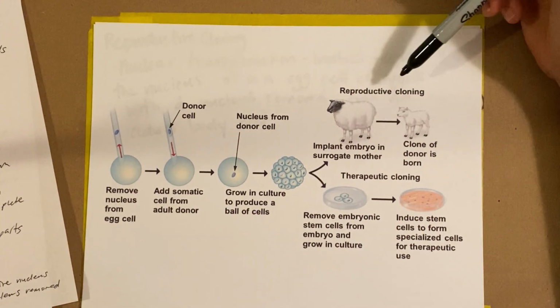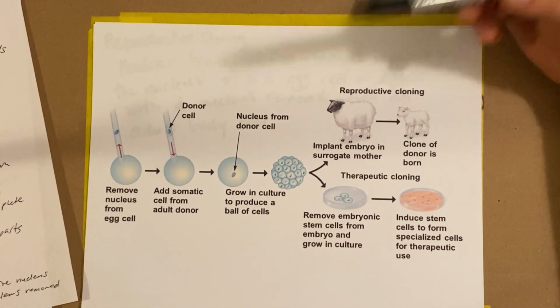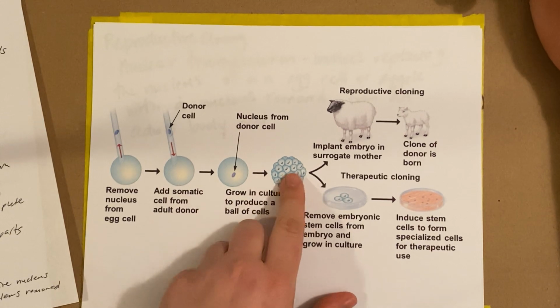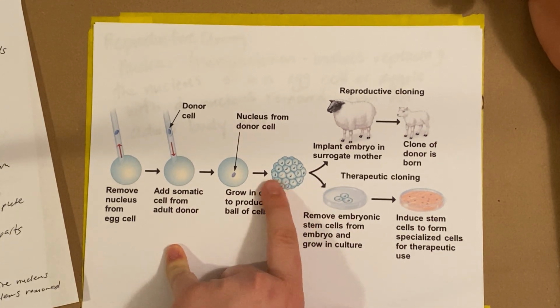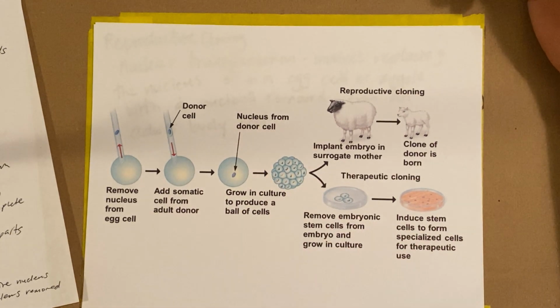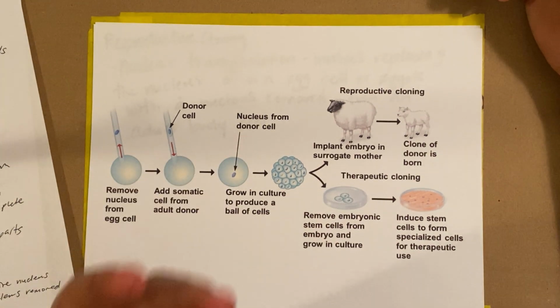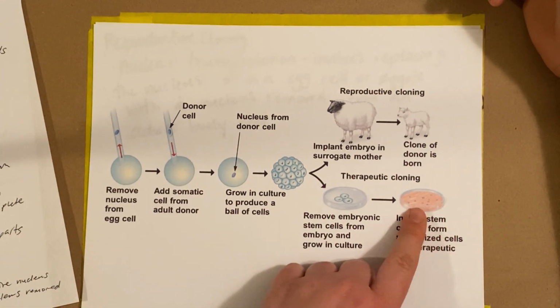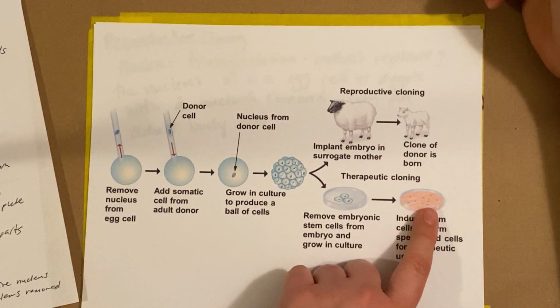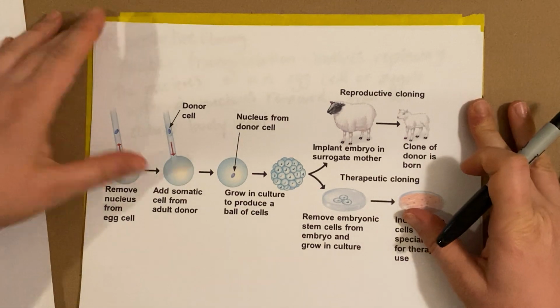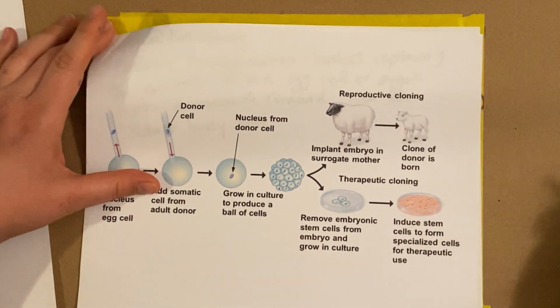Now, this does happen, and we use this for specific things, but there is another potential where you can actually take some cells from this growth, and then culture them outside of the body and try to make different types of cells. So, if you want to make cardiac cells, if it's under the right conditions, these cells could turn into cardiac cells. Okay. Now, why do we do this reproductive cloning specifically of animals?